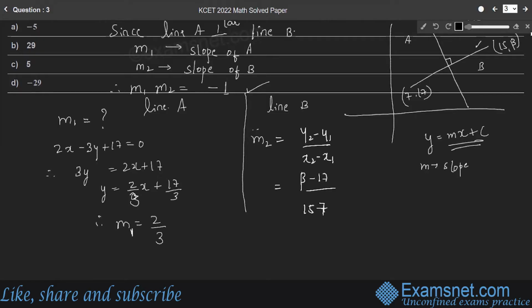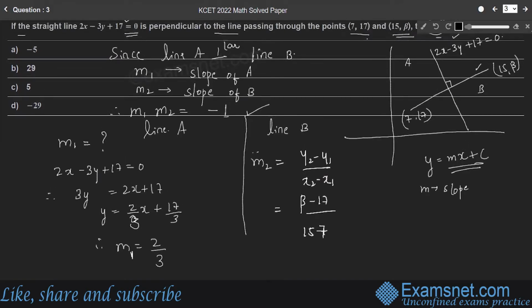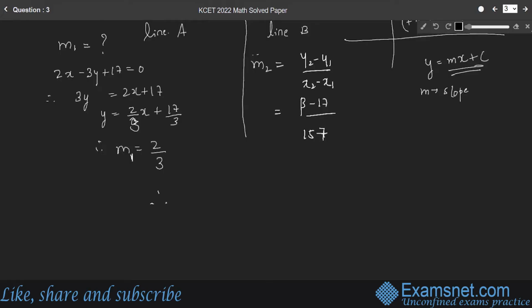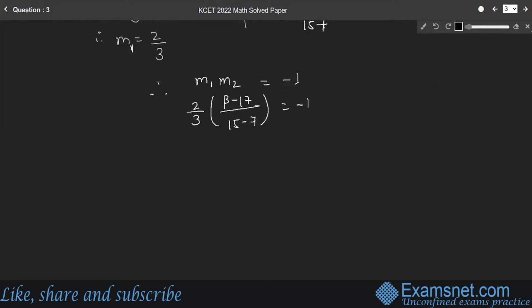So here we'll take the product of M1 and M2, which is always -1 when two lines are perpendicular to each other. Therefore, M1 into M2 is -1. So M1 is 2 by 3, and M2 is beta minus 17 by 15 minus 7, which is equal to -1. Simplify it, you'll get the value of beta, right?